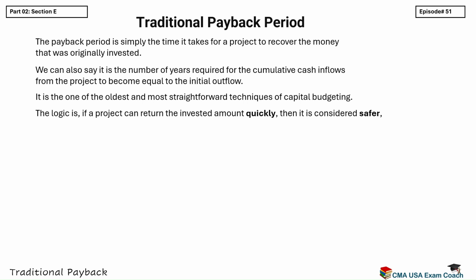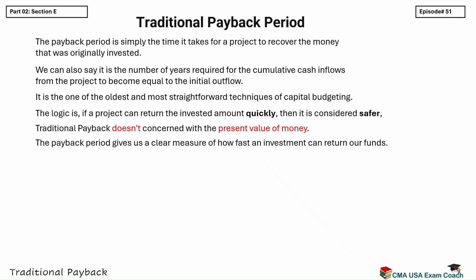But it is important to note that in the traditional payback method, we are not concerned with the present value of money. We just take the cash inflows at their actual amounts and keep adding them up year after year until they match the original investment. Once they are equal, the number of years taken is called the payback period. So, in summary, the payback period gives us a clear measure of how fast an investment can return our funds. It focuses only on liquidity and risk in the early years, but it does not tell us anything about profitability beyond the recovery point.